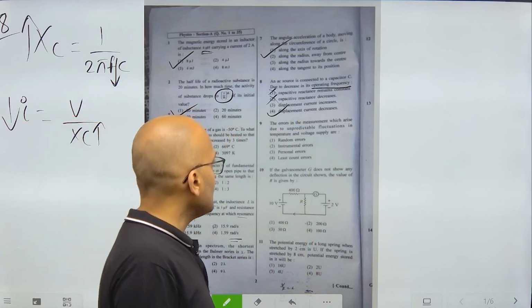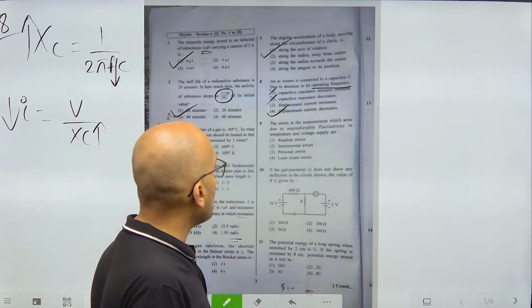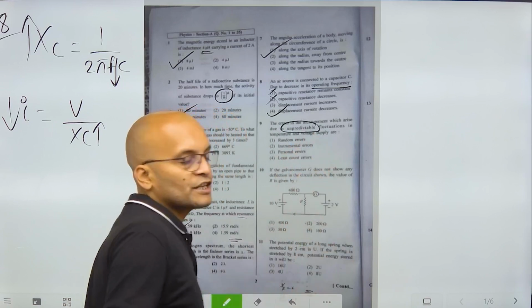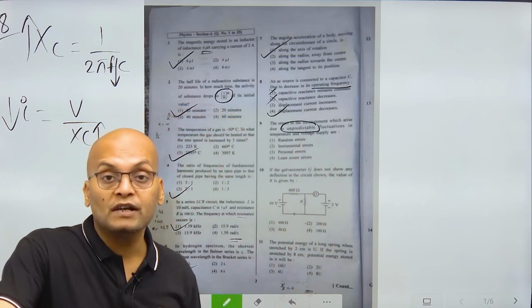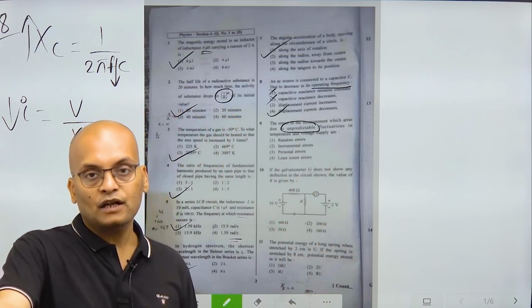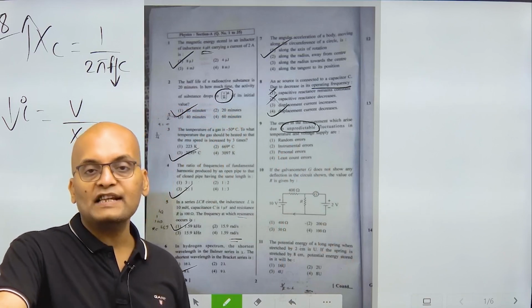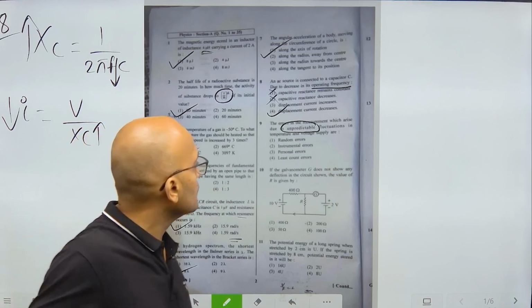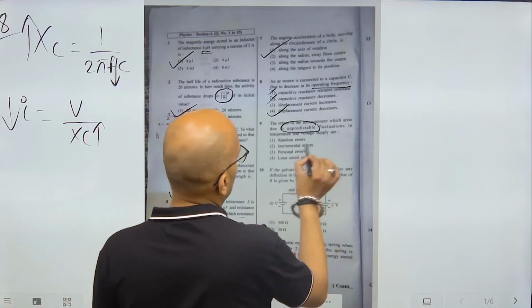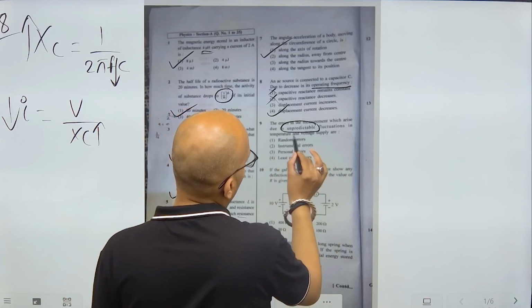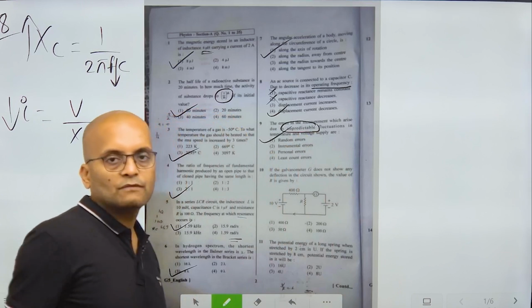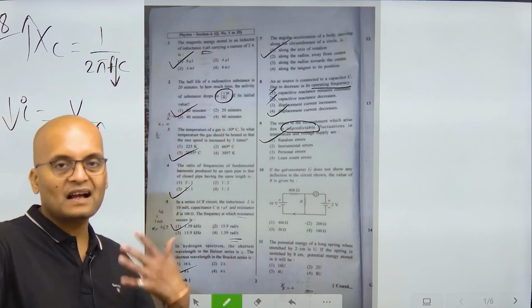Now the error in the measurement which arises due to unpredictable fluctuations. That means fluctuations are not systematic. They are random in nature. We do not know how they are occurring. Okay, they are random. Unpredictable fluctuations in temperature and voltage supply are, see, first option, random errors. We don't know the source of error.